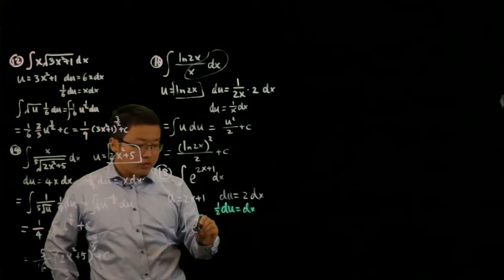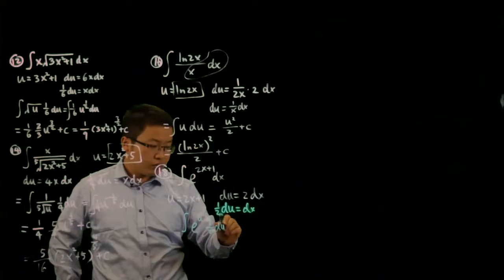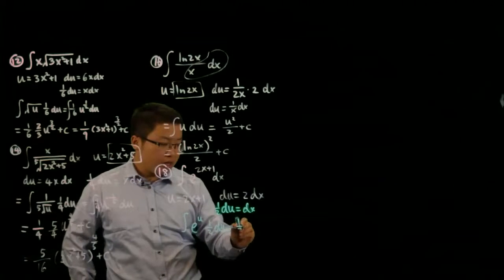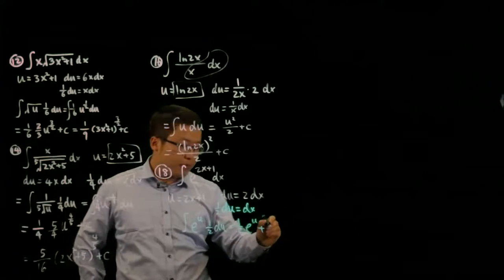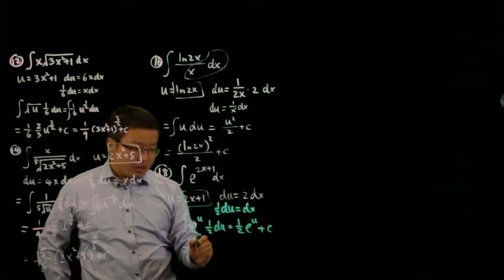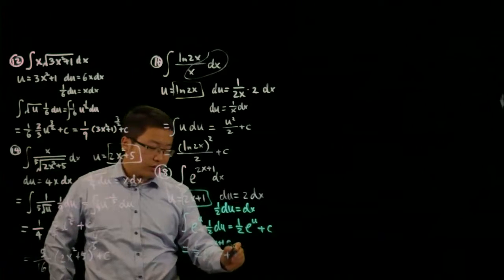This is e to the power of u, and the dx is 1/2 du. And integration of this will be just 1/2. Integration of e to the u is still e to the u, plus c. And plug this back in. That will be 1/2 e to the 2x plus 1 plus c.